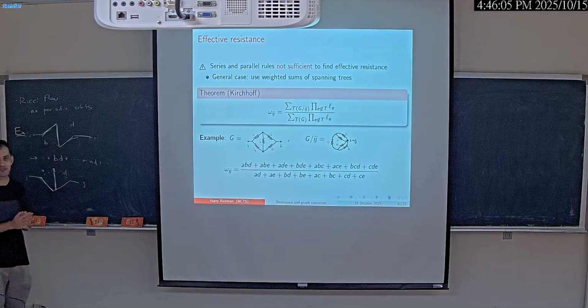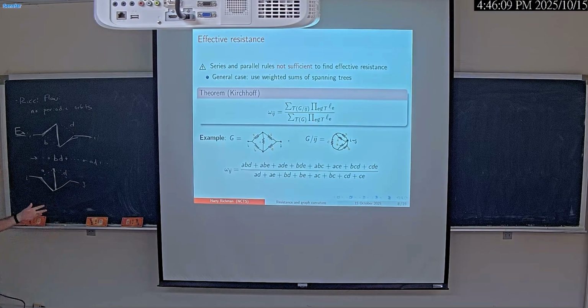Any other questions about this example? So for the Wheatstone bridge graph, we have this expression for the effective resistance, and we can't get this from just the series and parallel rules.